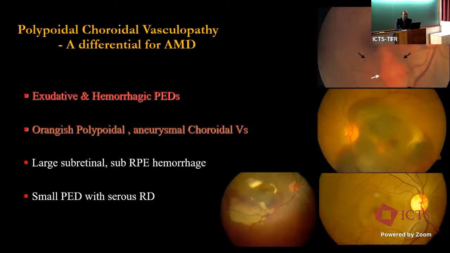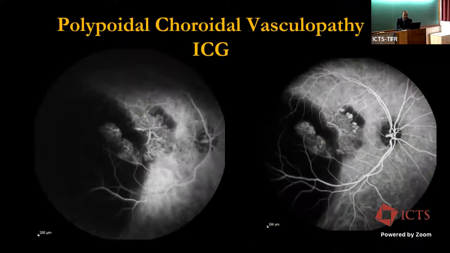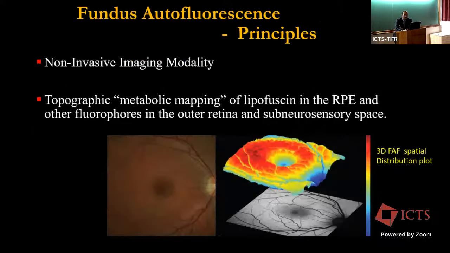And it's used mainly for differentiating polypoidal choroidal vasculopathy, which is a key differential for AMD. And you can see in polypoidal choroidal vasculopathy, which is different from neovascular AMD, these branching vascular networks terminating in bulbous polyps. So this is a different morphology, and knowing this is important.